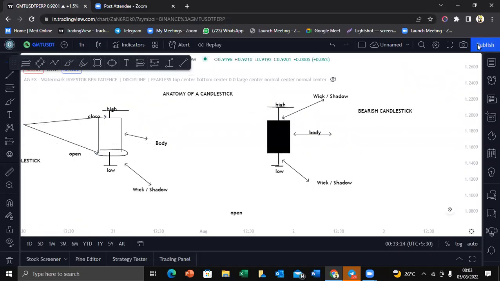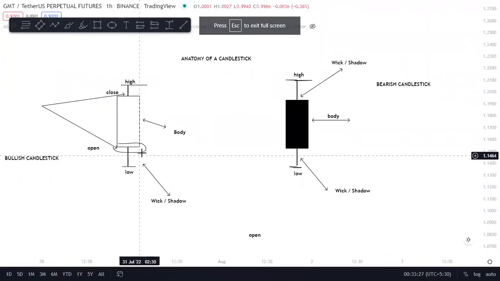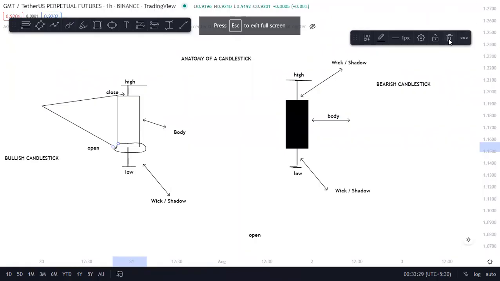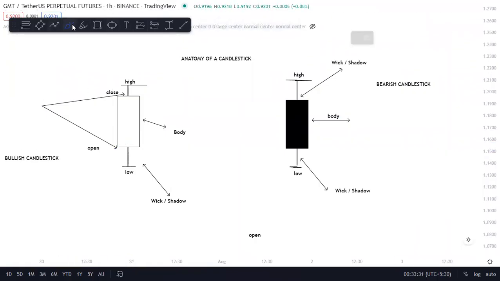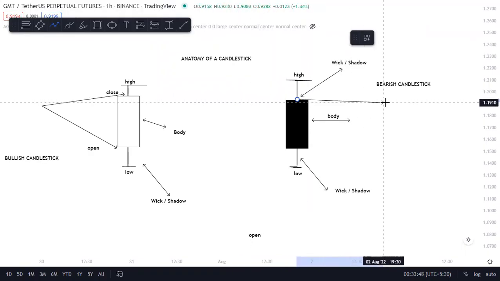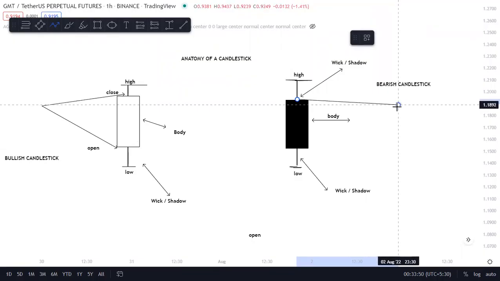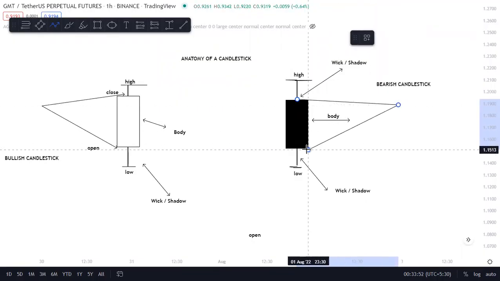But in a bearish candlestick, instead of price opening from here, it opens at this point. So in this candlestick, here is our open at this point in price. This is our open, right? Let me mark it this way, and this is our close, right?